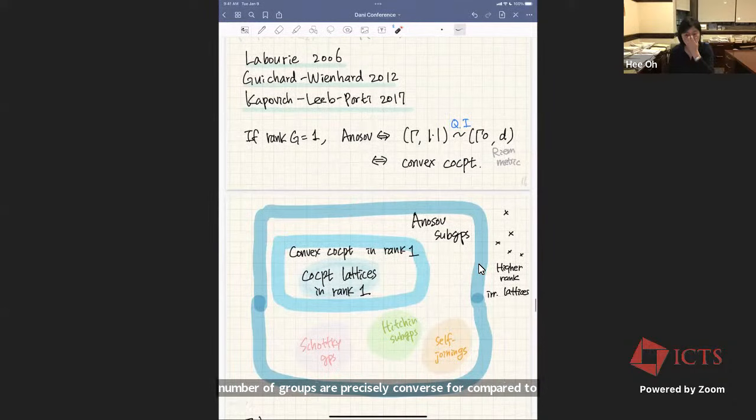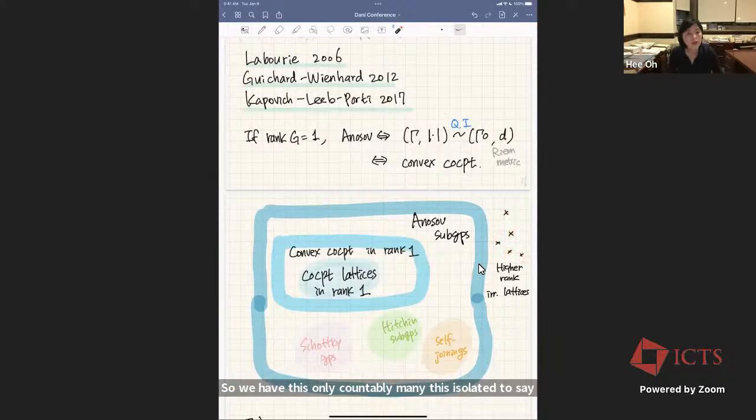Here's a little cartoon. Co-compact lattices in a rank 1 group are a special class of convex cocompact groups in a rank 1 space. As I just said, in rank 1, Anosov groups are precisely convex cocompact groups. But in higher rank, as we all know by Margulis's arithmeticity theorem, all irreducible lattices are arithmetic. Therefore there are only countably many lattices up to conjugation. So we have only countably many isolated lattices in the space of all discrete groups.